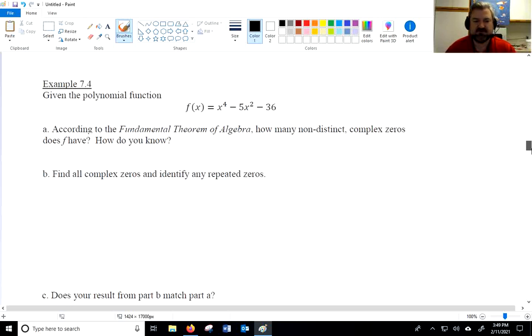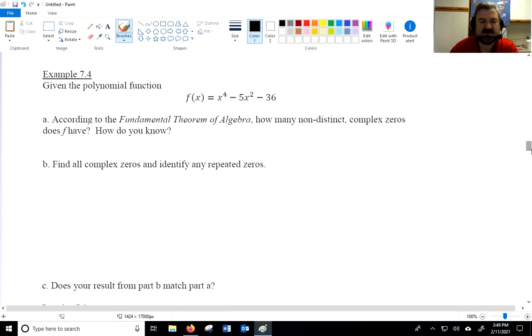All right, let's try another one. Okay, this one here, we can solve this one. First we'll answer this question. How many zeros does the fundamental theorem of algebra claim that we will have? It says we'll have 4, because that is the degree.